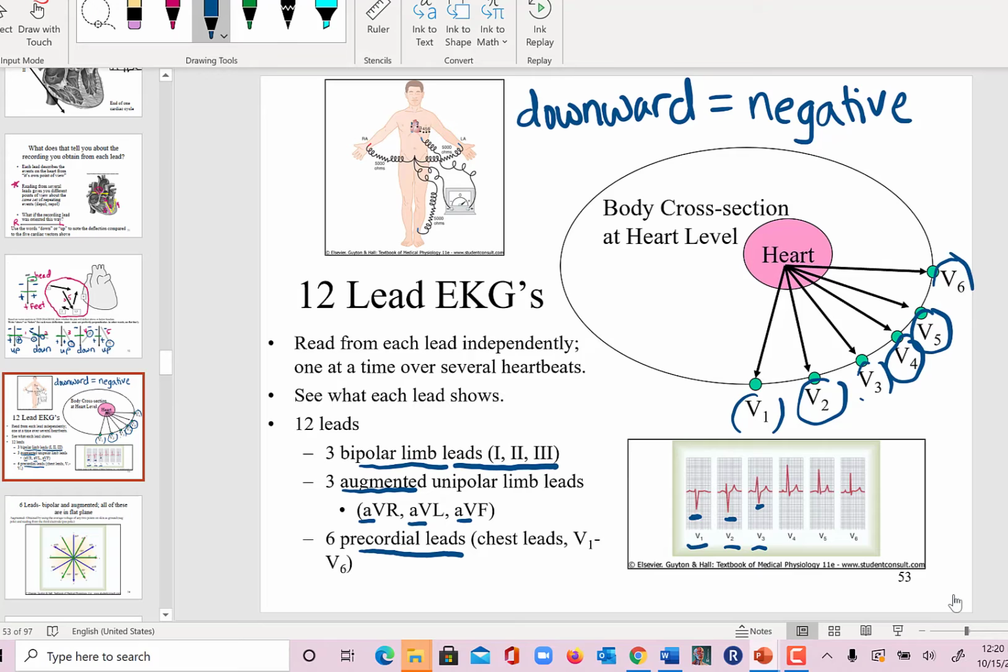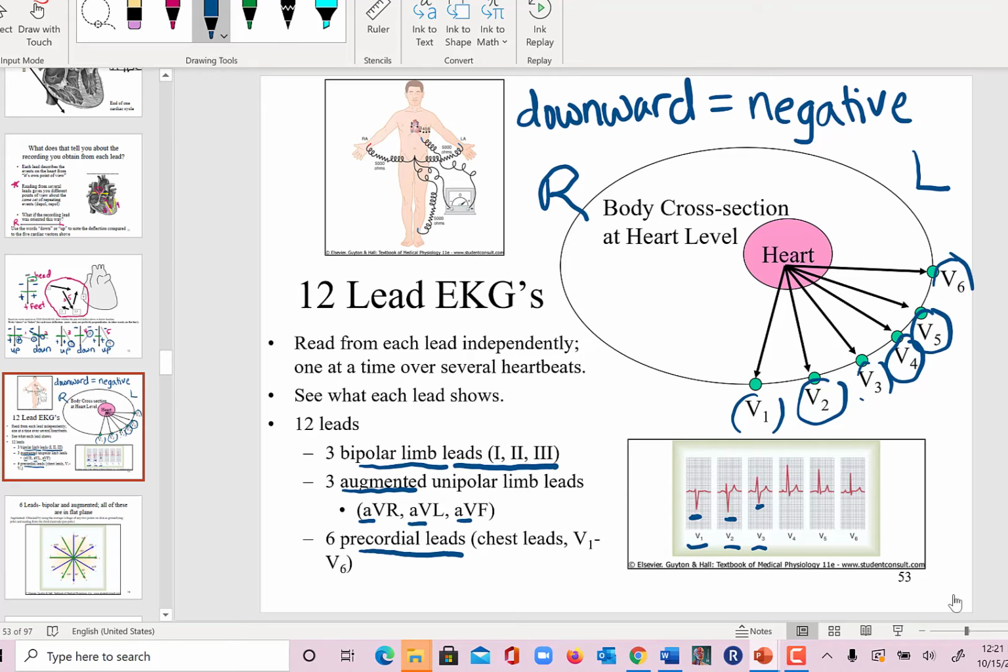So let me tell you about these precordial vectors. They are giving information about current moving from the posterior, the back of your chest, to the anterior. And these precordial vectors are numbered V1, V2, V3, V4, V5, V6. And what is their orientation? Remember, this is the patient's left and this is the patient's right. Their heart is looking up at you.